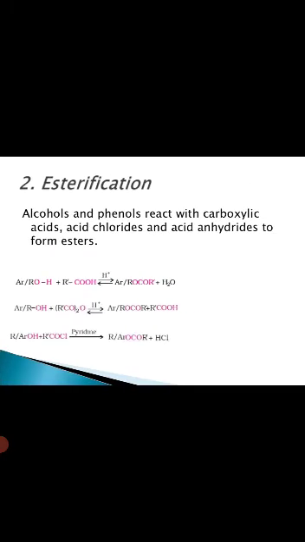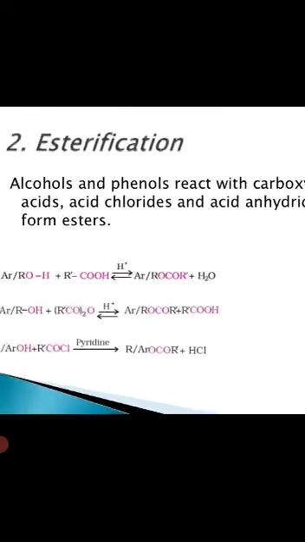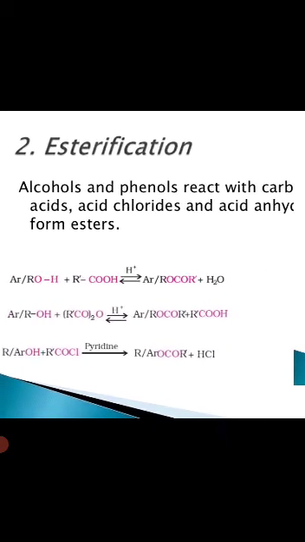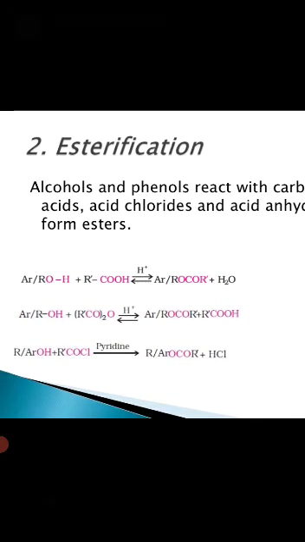Now alcohols and phenols react with carboxylic acid chlorides and acid anhydrides to form esters. So ester formation, when alcohols, whether aromatic or aliphatic, react with acid chlorides and anhydrides, they form esters. So here are the reactions of these alcohols, the general reaction by which these esters are formed.